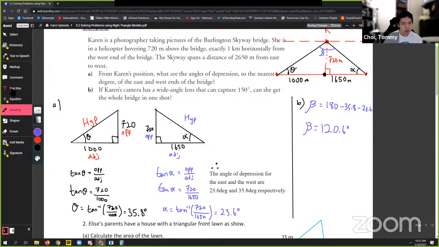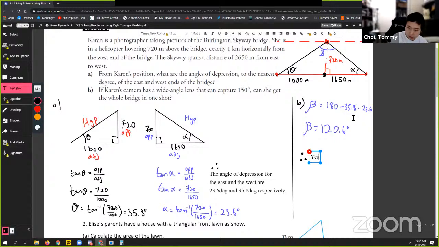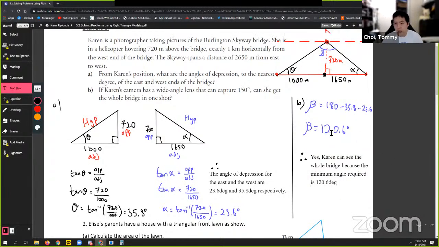So can Karen see everything? Yes, Karen can see the whole bridge because the minimum angle required is 120.6 degrees. And that's going to be this. So she needs at least 120.6 degrees to see the whole bridge. 150 is way over that. That should be no problem.